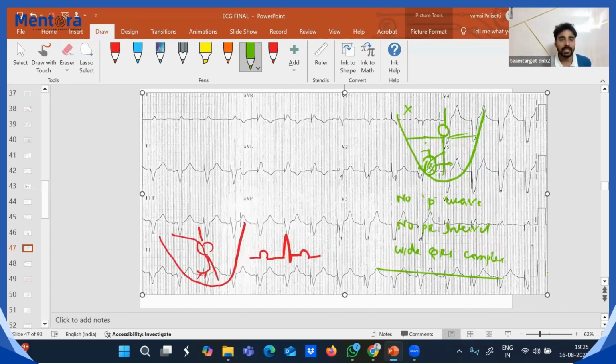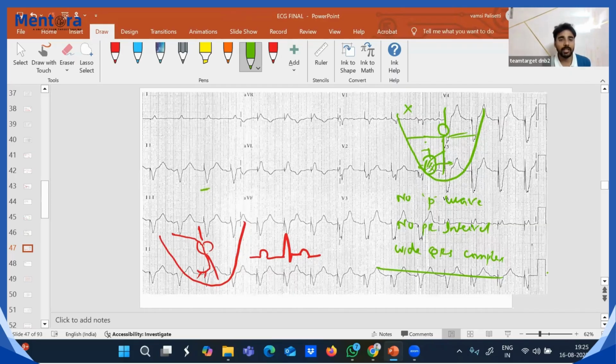Right. So see this ECG right now. This is the 1 minute. This is a wide QRS complex, you can see. QRS complex and T. Here also QRS complex and T. This is QRS and this is T. You are seeing a wide QRS complex.